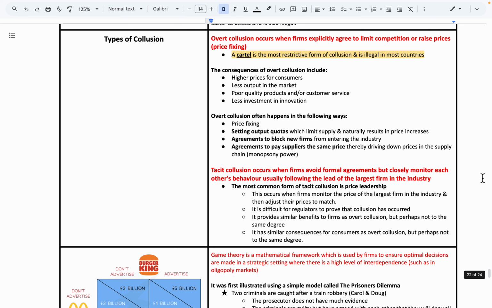This occurs when firms monitor the price of the largest firm in the industry and adjust their prices to match it. It's difficult for regulators to prove that collusion has occurred because it's really secretive. And it provides similar benefits to firms as overt collusion, but perhaps not to the same degree.